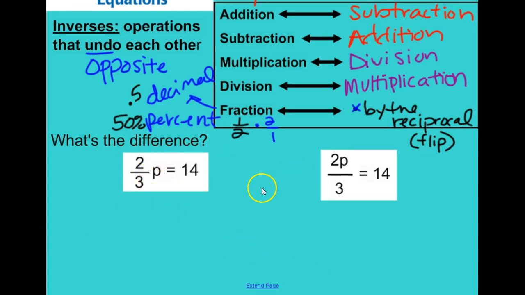It says, what's the difference? This one says 2 divided by 3 times p equals 14. And this one says 2p divided by 3 equals 14. These really are the same thing, because isn't p really just p/1? So that's what they have over here. They just put the p on the top instead of next to it. So you can solve these the exact same way. You can treat these both as fractions.